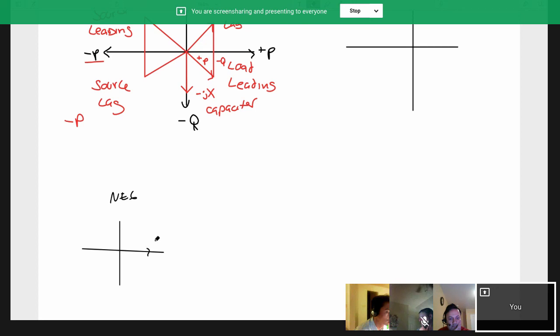Clockwise? Yeah, clockwise. So if this is V and this is I, is this lagging or leading? Lagging. Oh, leading. Bingo. Why is that? Let's look at this. We're now rotating clockwise. So I is leading V.